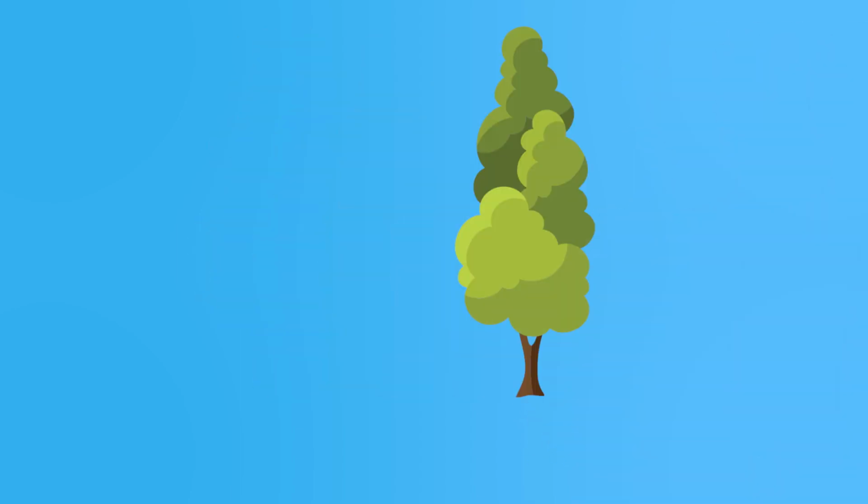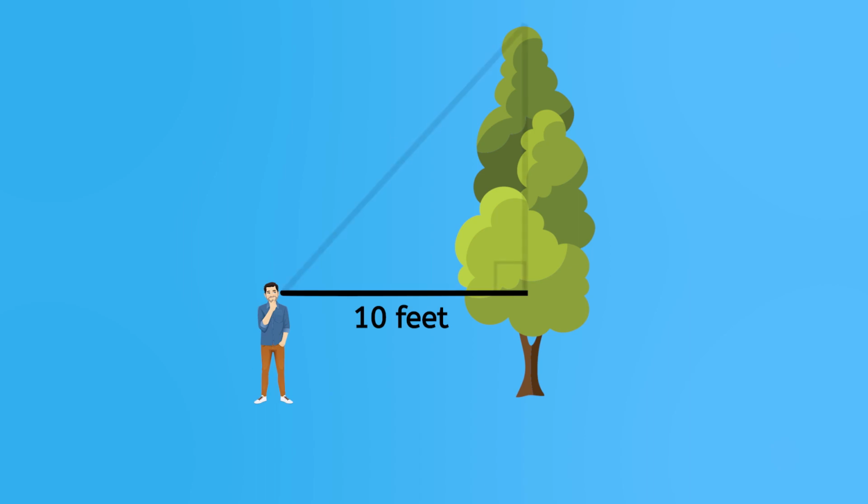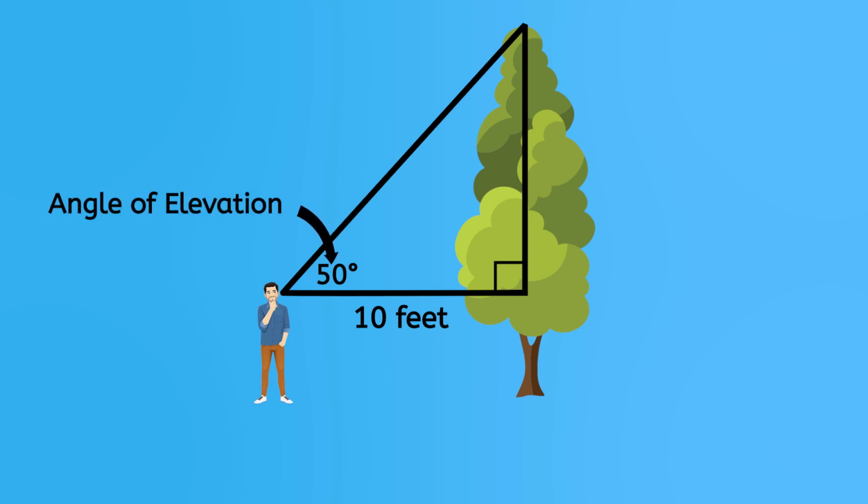I went outside their house and did as much measuring as I could. I know that when I stand 10 feet away from the tree, I make a right angle with the top of the tree. I also know that the angle from my eye line to the top of the tree is 50 degrees. Hey, wait a second. This diagram is starting to look awfully familiar. This 50-degree angle, that's the angle of elevation from my head to the top of the tree.